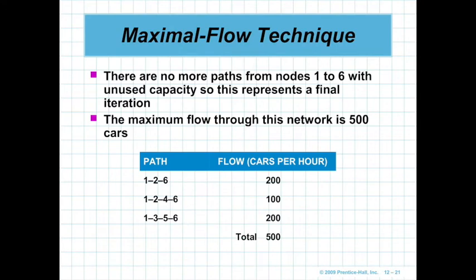There are no more paths from nodes 1 to 6 with unused capacity, so this represents the final iteration. The maximum flow through this network is 500 cars. For the path 1 to 6, 100; 1 to 4, 6, 100; 1, 3, 5, 6, 200; and the total is 500.